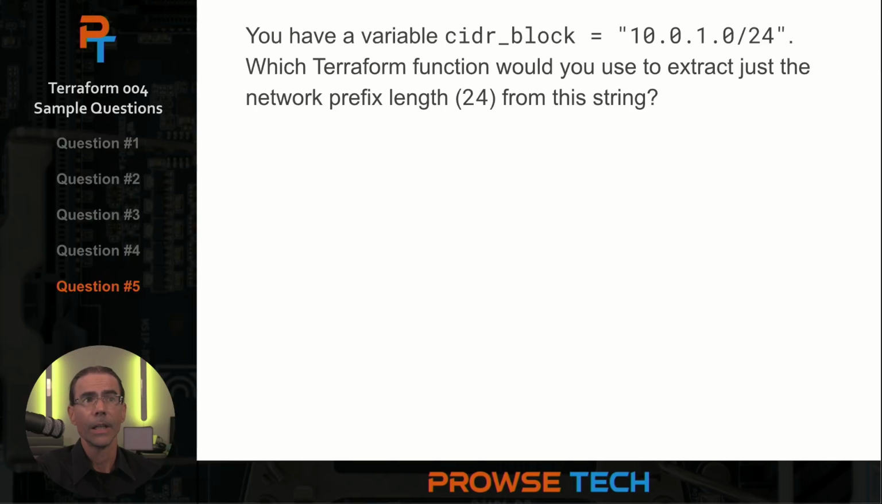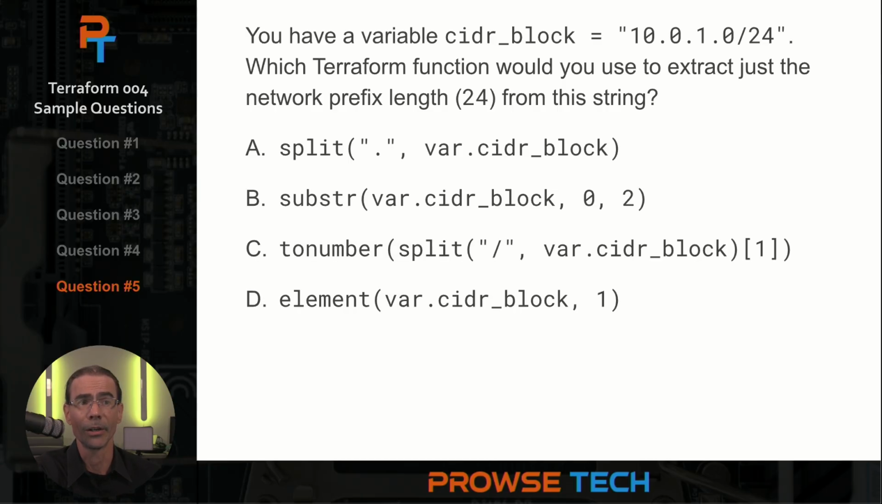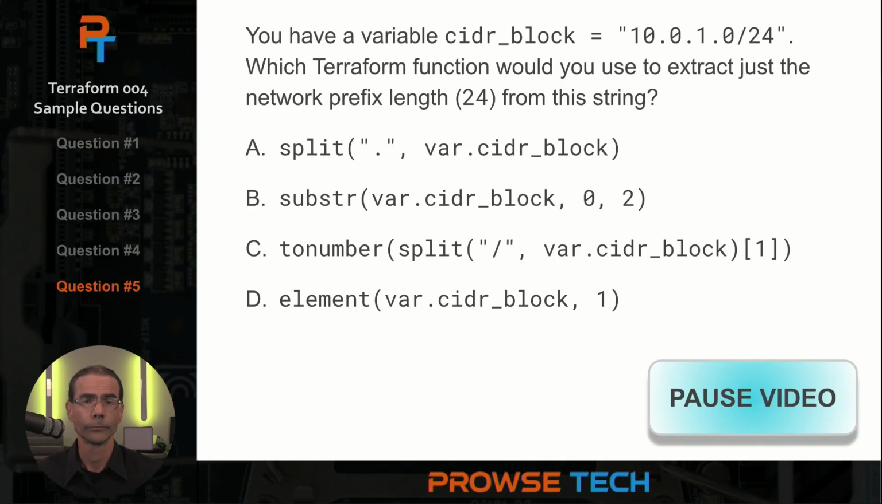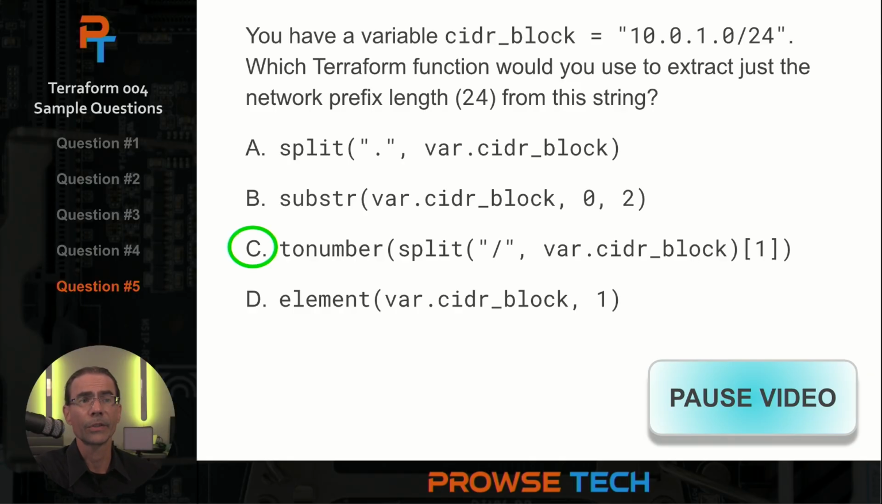And last question. You have a variable CIDR block equaling 10.0.1.0/24. Which Terraform function would you use to extract just the network prefix length 24 from this string? And I'll let you just look at the answers instead of trying to fumble through saying what they are. And I'll give you 5 seconds this time to pause the video, and I'll be back in 5 seconds with the correct answer. And the correct answer is C.